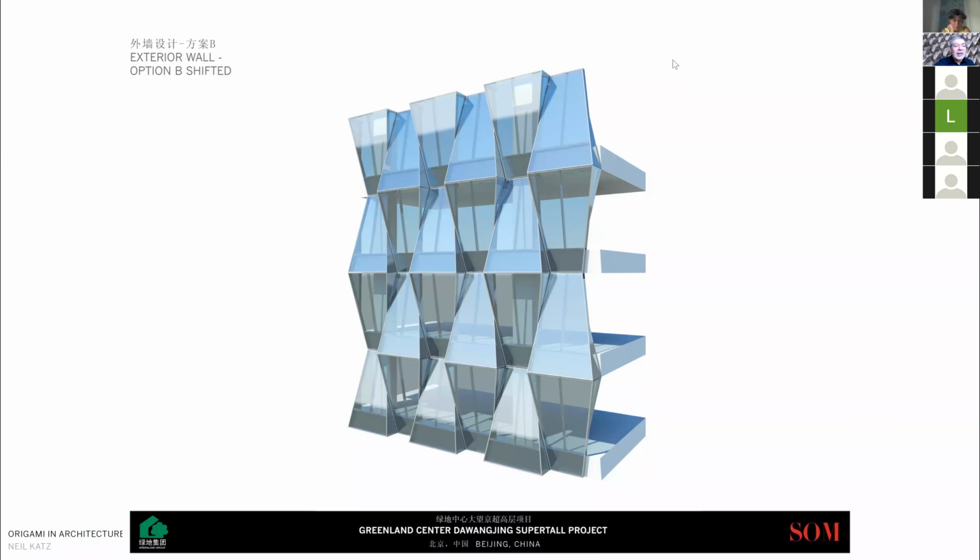And one aspect where origami helped us, in addition to giving us the desired aesthetic effect that we were looking for, because of the way that these panels move in and out, there's some what we call self-shading. So some parts of the building shade other parts of the building. And there's a performance benefit in terms of heat gain inside the building in doing that. So it saves energy, in fact.